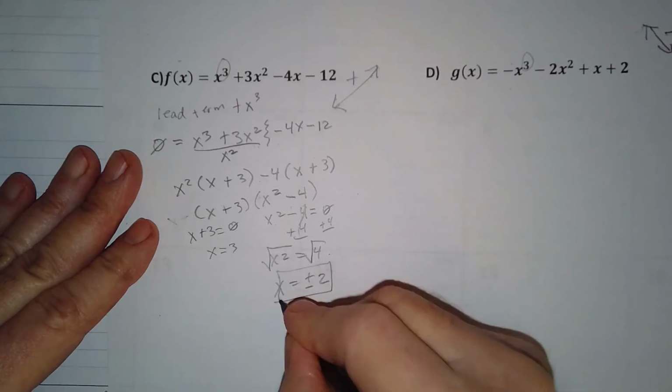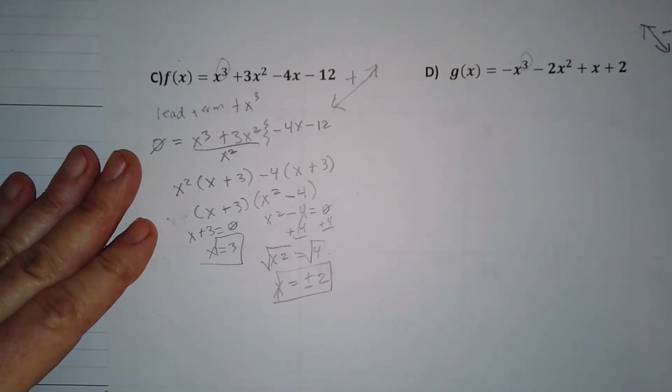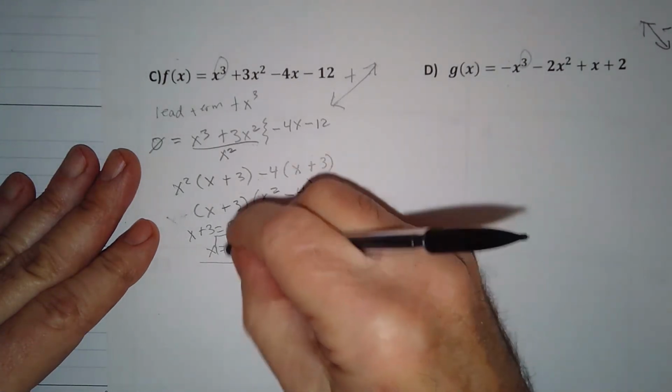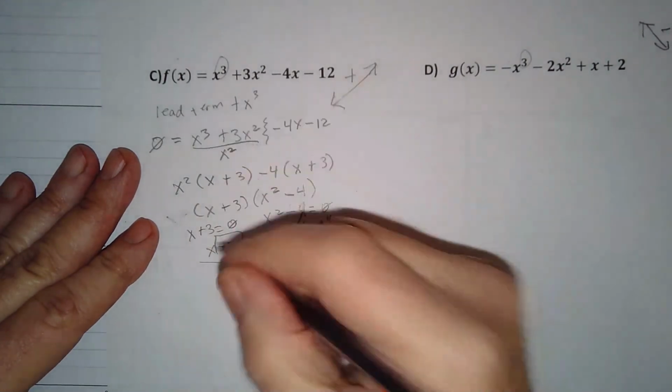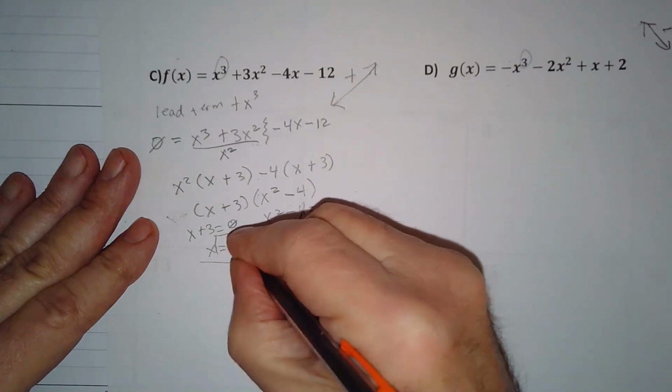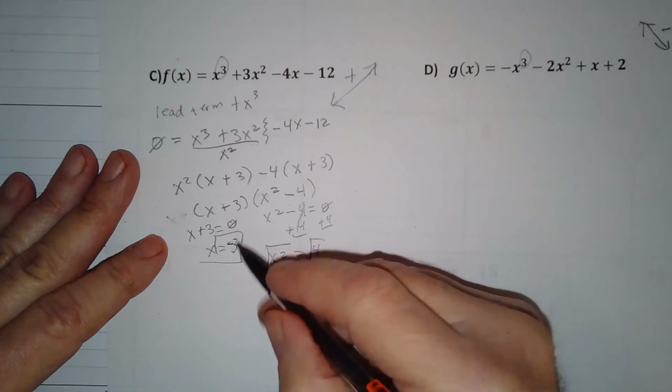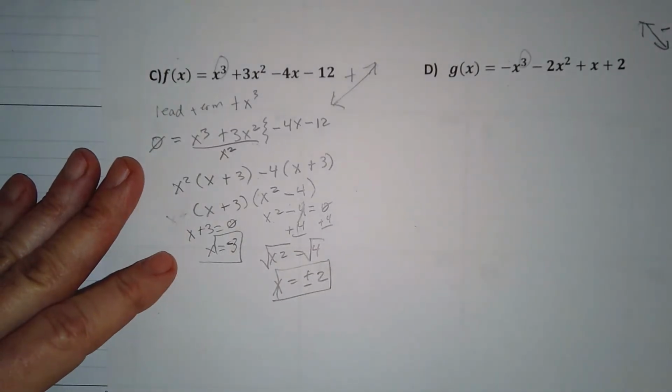Okay? All right, and this is negative 3 here. x equals negative 3, because we started out with x plus 3 equals 0. It's x equals negative 3.